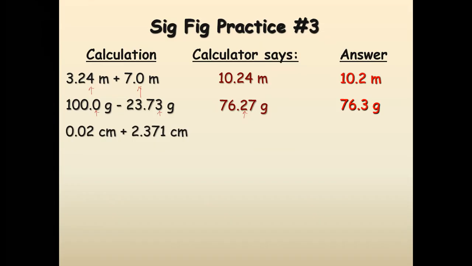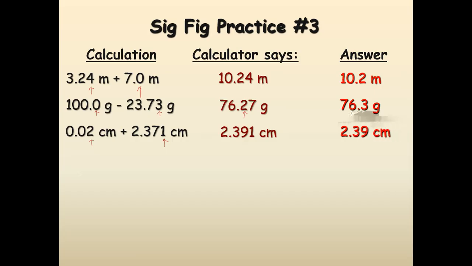0.02 centimeters plus 2.371 centimeters. Well, this one goes to 2 digits past the decimal. This one goes to 3. So when I get my calculation, it has 3 past the decimal, but I need to round it so that it only has 2. So that becomes 2.39 centimeters. Another one.